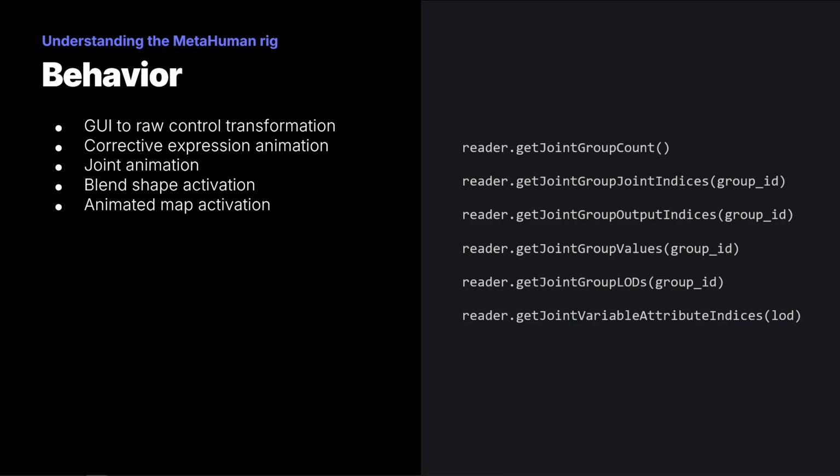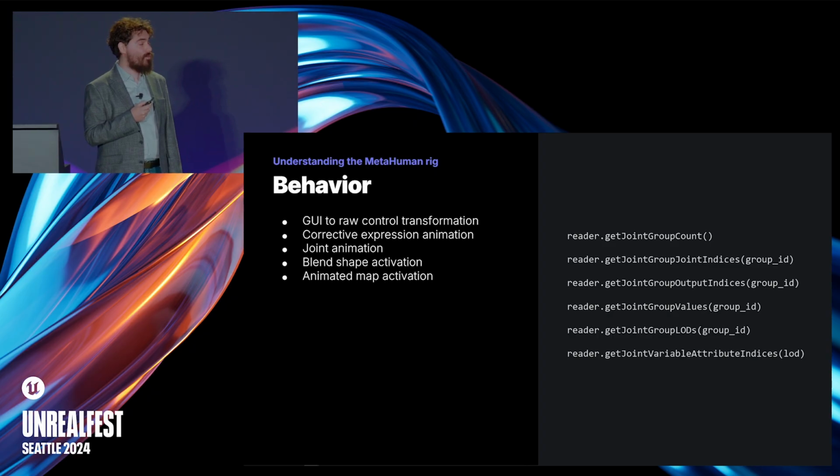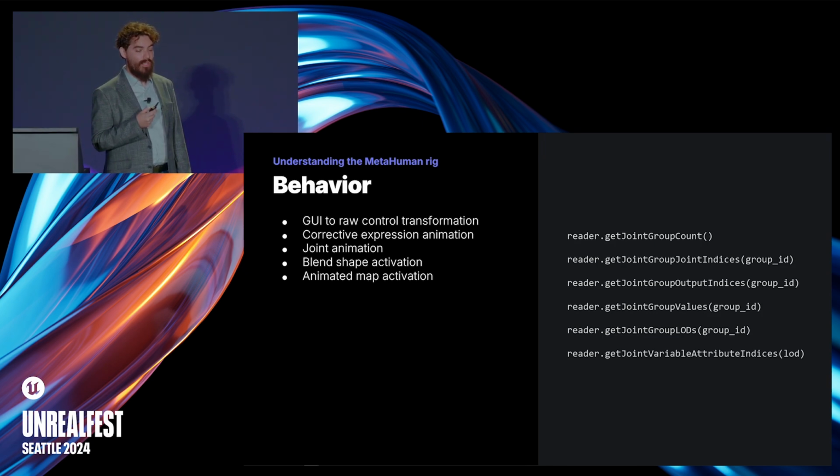The data for joints is stored in joint groups. These groups contain non-intersecting sets of joints, the union of which equals all joints present in our MetaHuman DNA. How different LODs affect the joint animations is also contained in these joint groups. So for blend shapes and animated maps, we store their activation and also how LODs affect their activations.